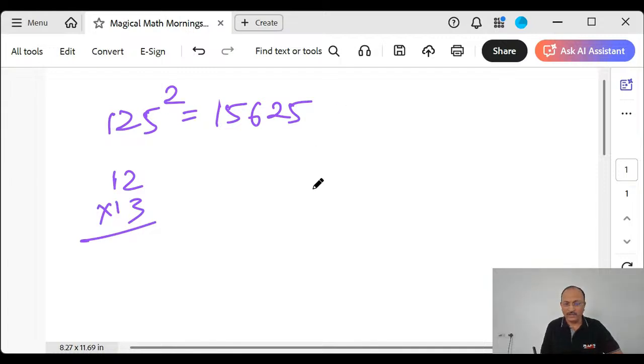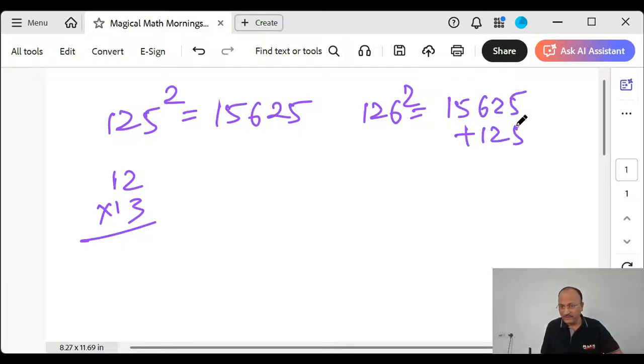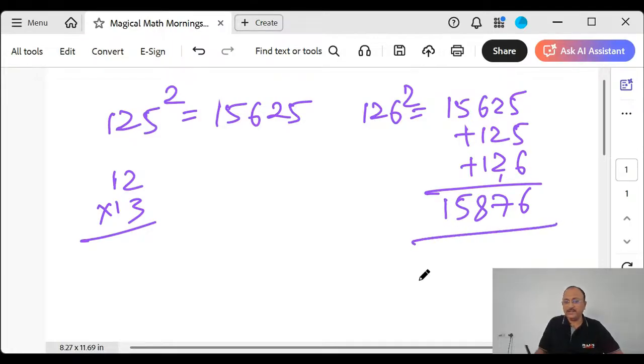Suppose you want to find 126 square. What will we do? 125 square plus 125 plus 126. That's it. Here you will get 15876. You understood the trick?